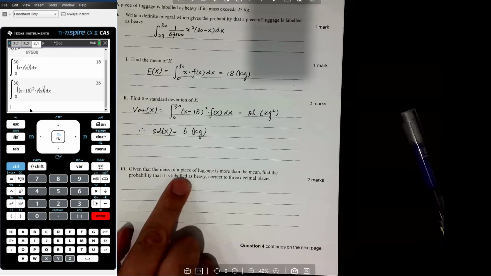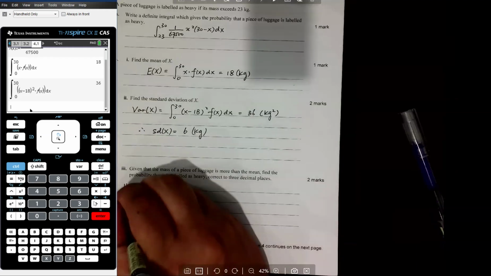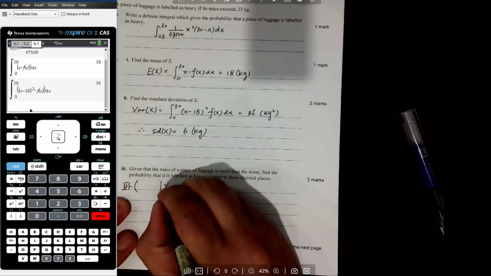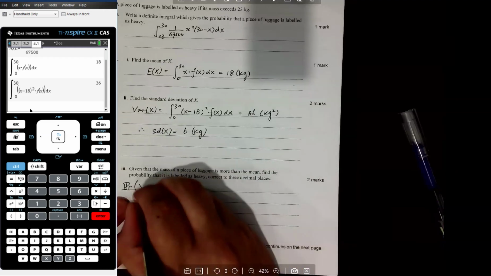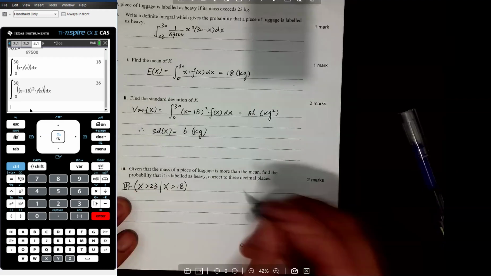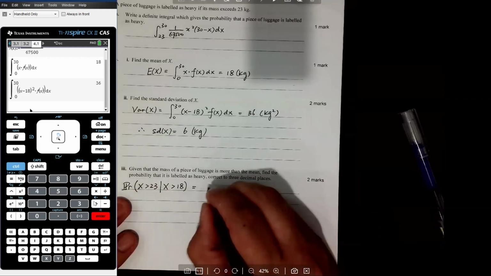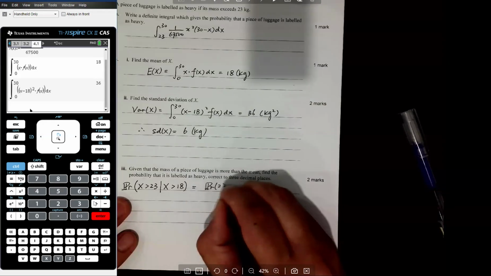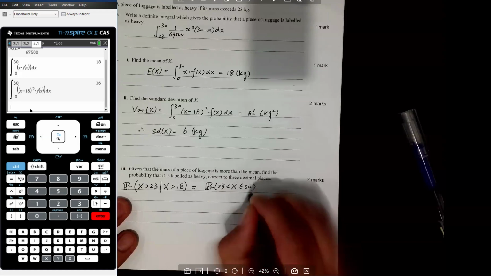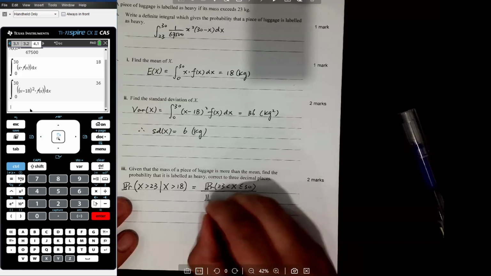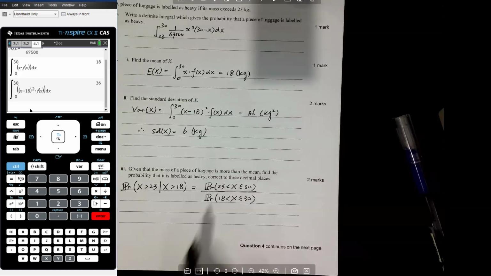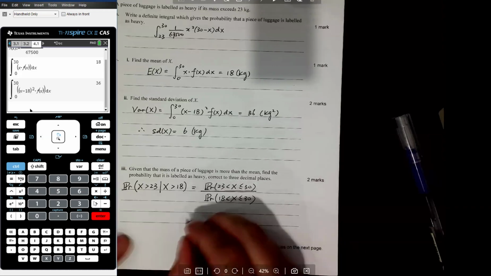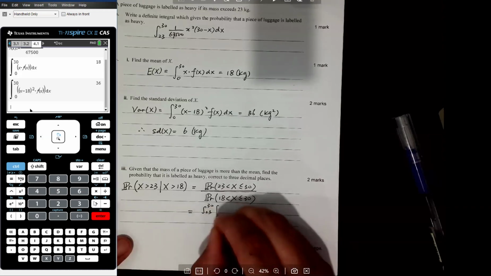Next thing is, given that the mass of a piece of luggage is more than the mean, so it's a probability statement, x is more than 18. Find the probability that it is labeled as heavy, so greater than 23. Okay, and this probability statement will give you 23 up to 30 divided by probability 18 less than x less than or equal to 30. And it's the ratio between two definite integrals. So you could say 23 up to 30 f of x dx.